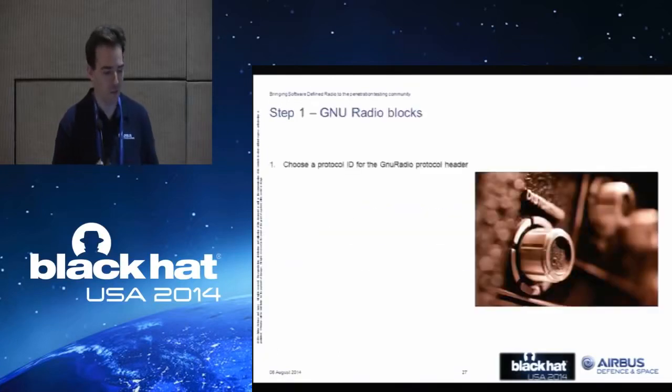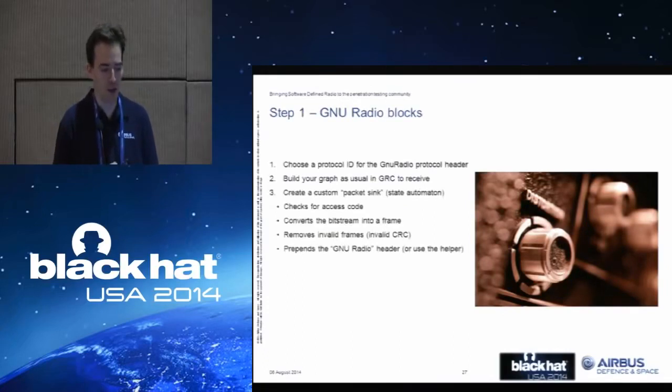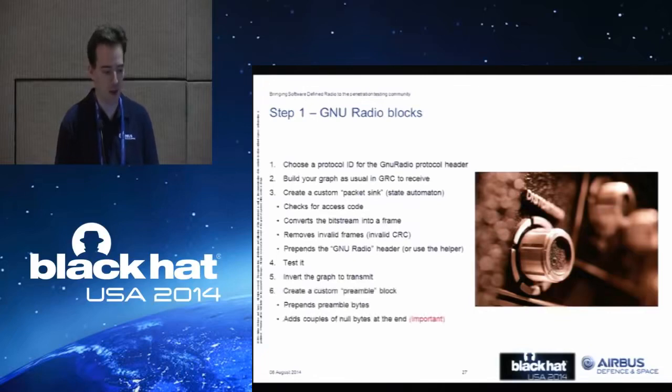So how to add stuff? You choose a protocol ID, you build your graph in GNU Radio Companion to be able to receive your packets. Then you create a packet sync, which is basically a state automaton that will check for access code and remove invalid frames based most of the time on the CRC. And that prepends the GNU Radio header, or use our elbows. Test it. Then you invert the graph for the transmission part, and you create a custom preamble block. It will prepend preamble bytes that are not part of the packet, and it will also add a couple of null bytes at the end of the packet.